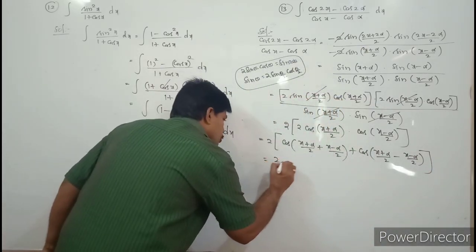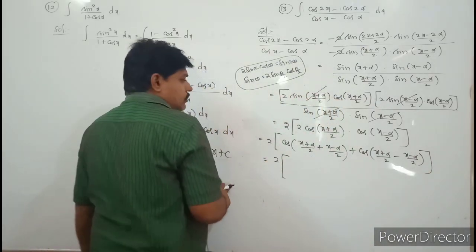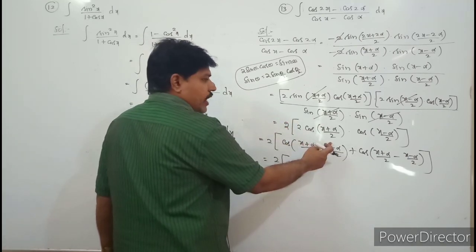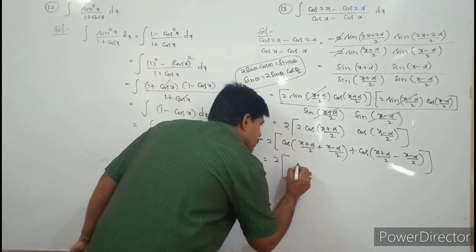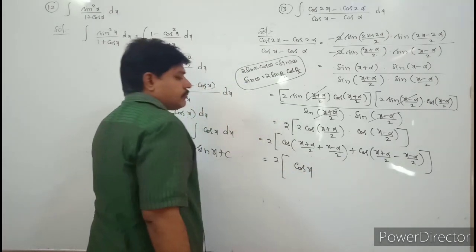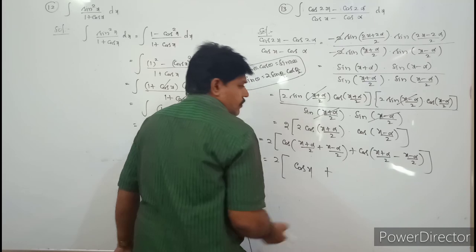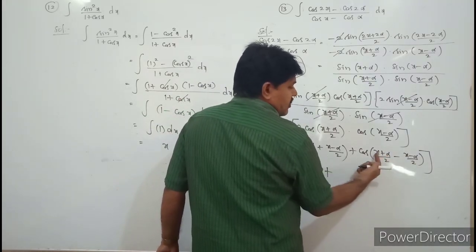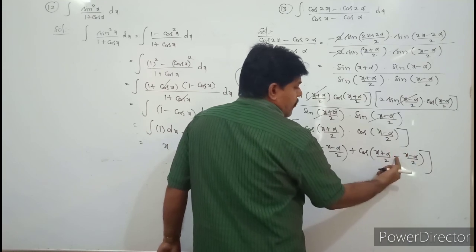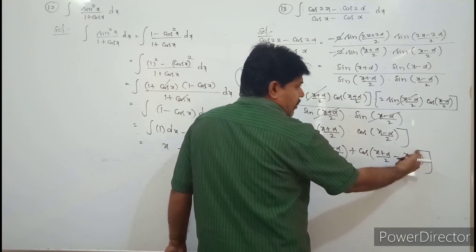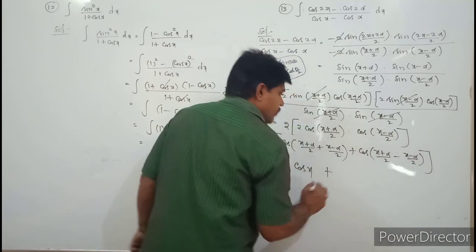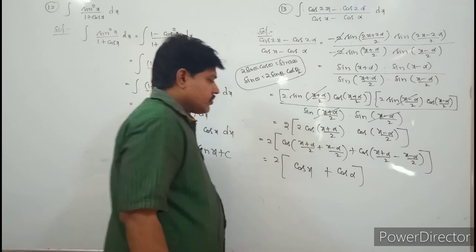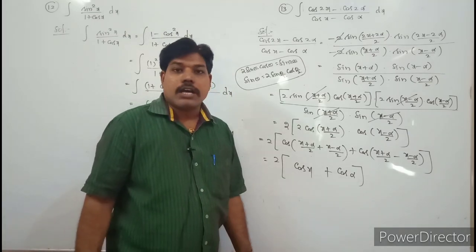So that is equal to 2 into, so plus alpha minus alpha will be cancelled. X plus x is 2x, 2x by 2 will become cos x, plus, minus x plus x will be cancelled. Alpha minus of minus alpha, it will become 2 alpha, 2 alpha by 2 is alpha, so it will become cos alpha. Take the 2 LCM and cancel the terms. What will it become? Cos x plus cos alpha.